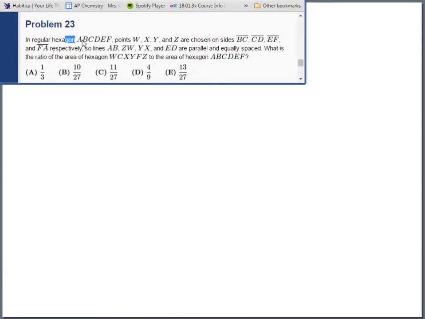So in regular hexagon A, B, C, D, E, F, points W, X, Y, and Z are chosen on these sides respectively, so that AB, ZW, YX, and ED are parallel and equally spaced. What is the ratio of the area of the smaller hexagon to the whole regular hexagon? So let's draw this out.